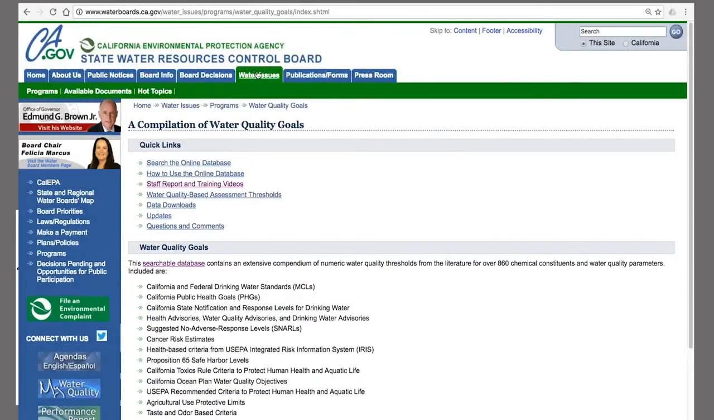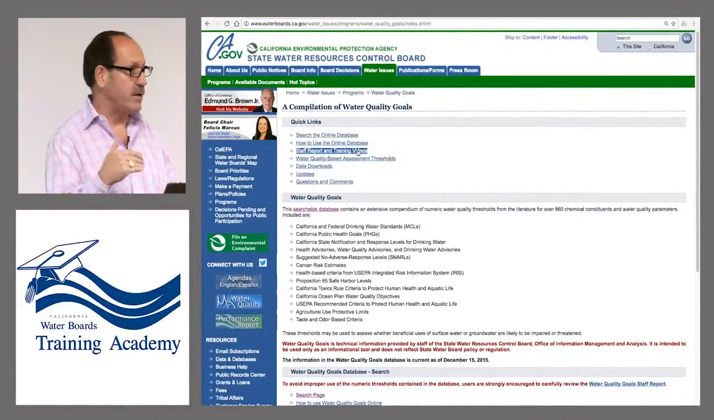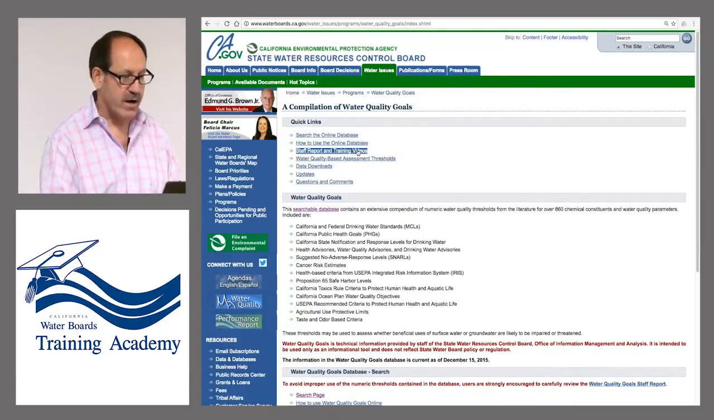And there are a number of sections to this page. There's a link to the searchable database right at the beginning. There's the tutorial, how to use the database, with some examples. The staff report and training videos, so the videos from this class will appear there. There are videos there from 4 years ago, right now. The assessment threshold table that comes from the algorithms that I'll present a little later. You can download the data. You can find out what was updated when, and then questions and comments.